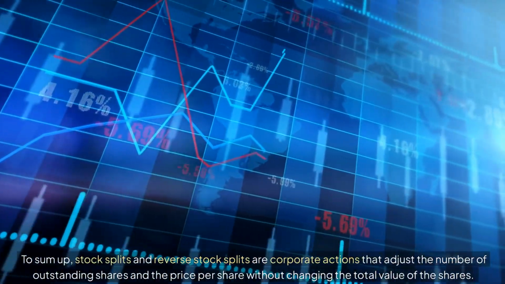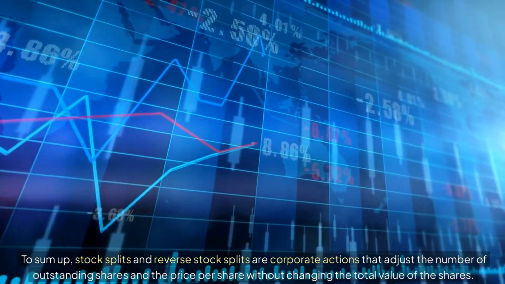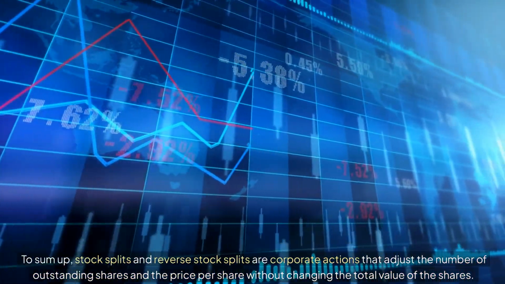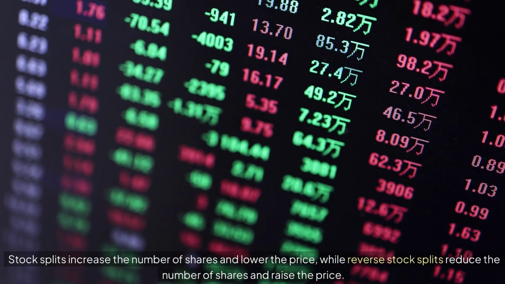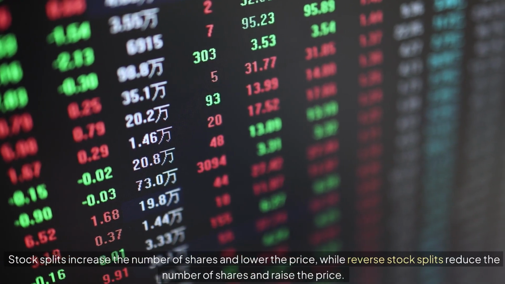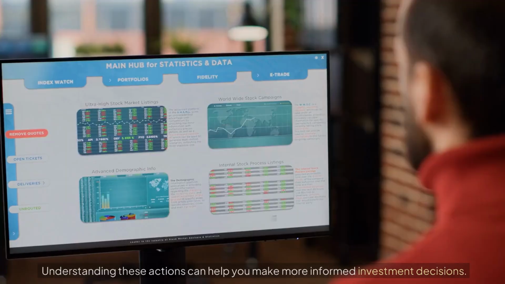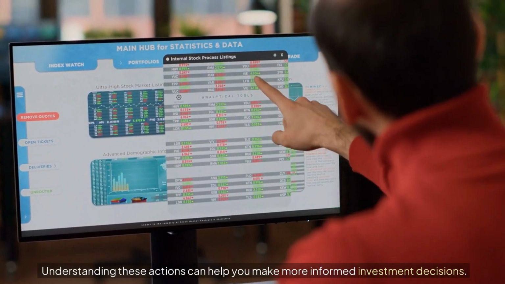To sum up, stock splits and reverse stock splits are corporate actions that adjust the number of outstanding shares and the price per share without changing the total value of the shares. Stock splits increase the number of shares and lower the price, while reverse stock splits reduce the number of shares and raise the price. Understanding these actions can help you make more informed investment decisions.